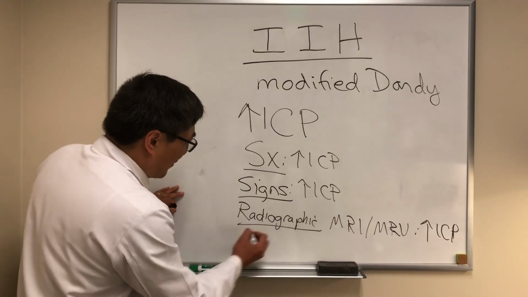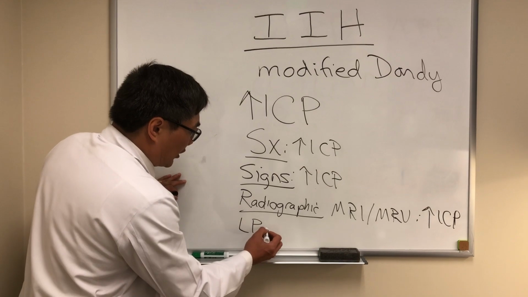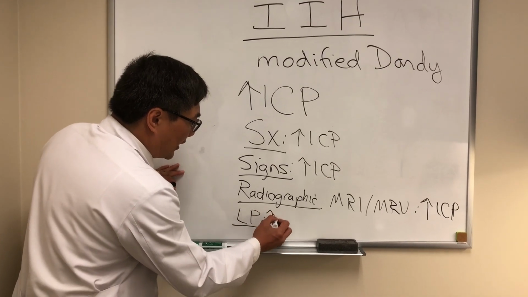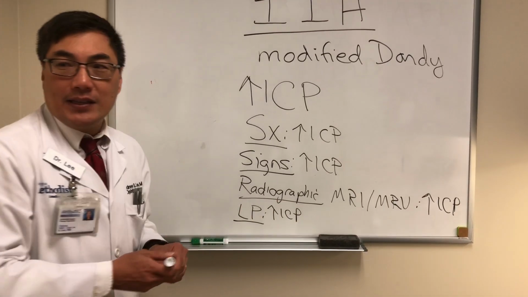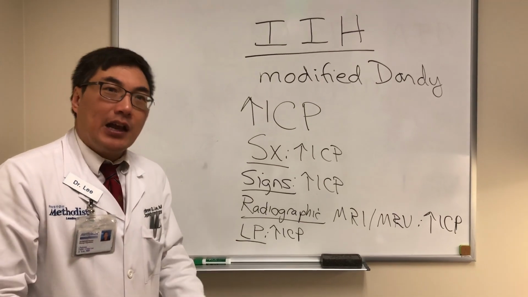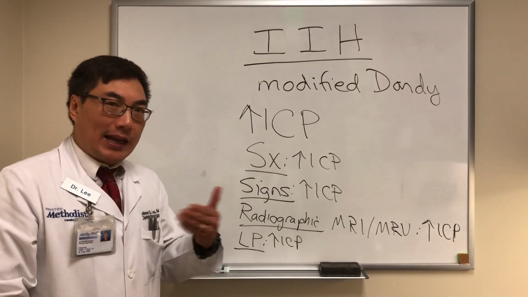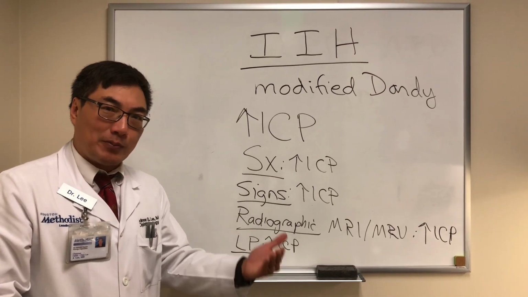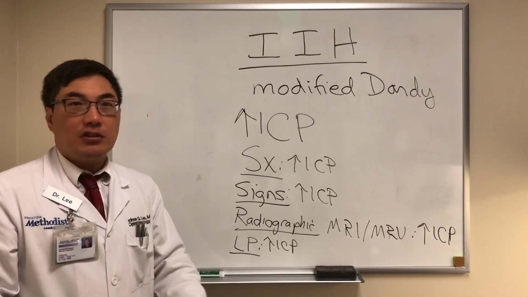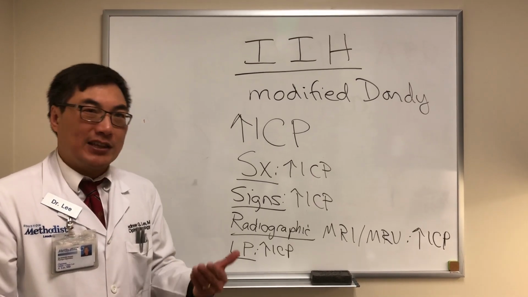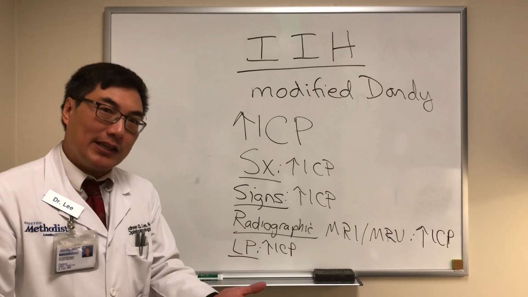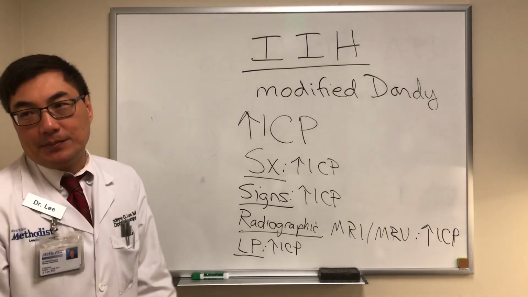And then finally, if the MRI, MRV is negative, we're going to do a spinal tap, and the only thing you're allowed to have on the spinal tap is increased intracranial pressure on opening pressure. You cannot have any abnormality of cerebrospinal fluid protein, glucose, white count. There can't be anything wrong with the CSF constituents. The only thing you're allowed is increased ICP.